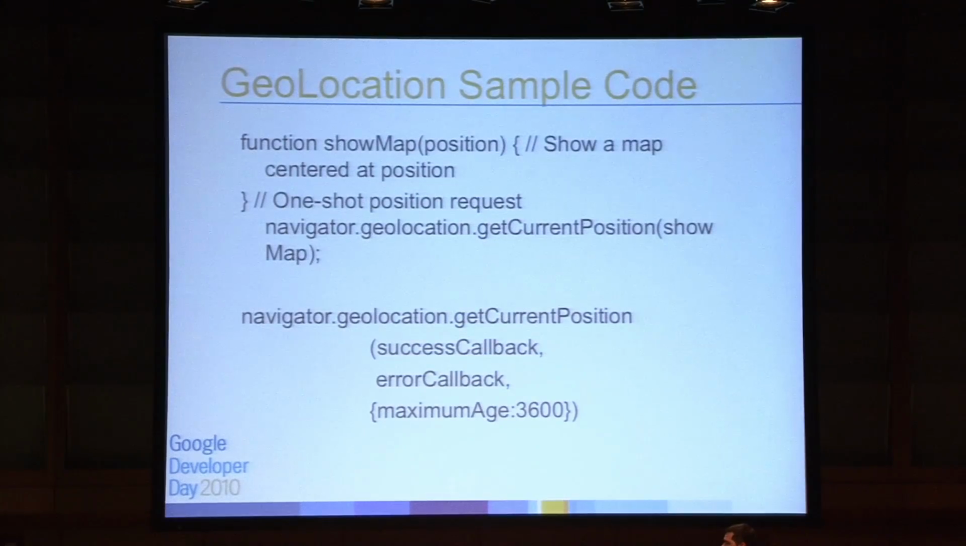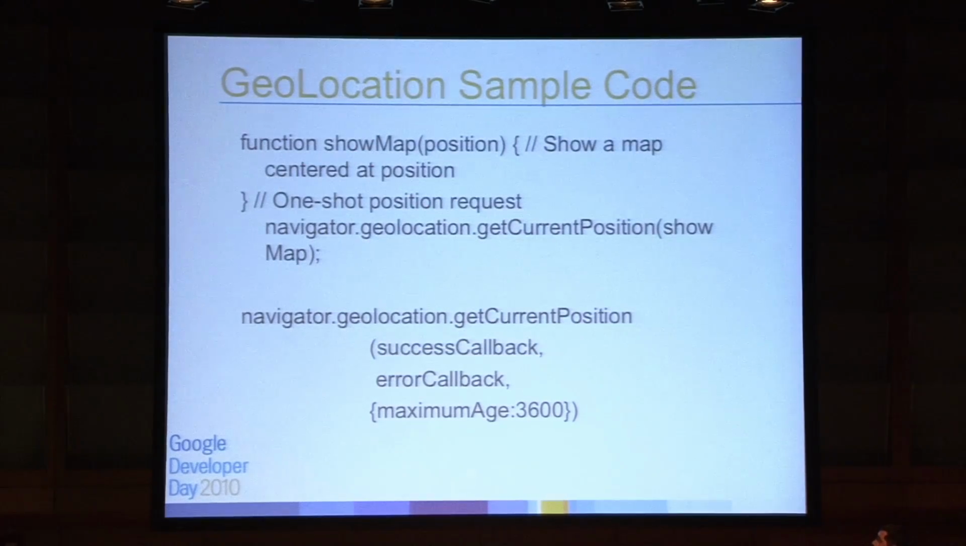And here's a basic example of using this. And I'll have a demo in a minute. And basically, all you have to do is, this is your basic navigator.geolocation.getCurrentPosition. So you see here, getCurrentPosition, and then you give it a callback that does something.